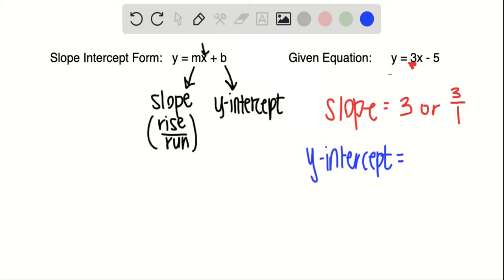And some students get a little confused about this. Even though it doesn't look like it's -5, it actually means a -5 because this equation, y is equal to 3x minus 5, could also be written as y is equal to 3x plus -5, according to subtracting integer rules whenever you add opposites. So your y-intercept for this given equation needs to be -5.